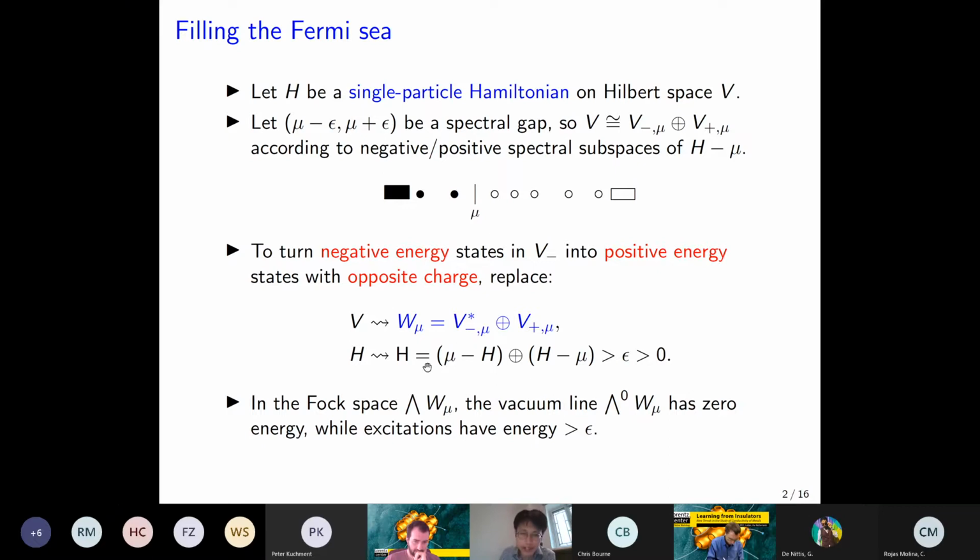After you've done this, then you can do everything functorially. You throw in the exterior power functor, and then you have the Fock space. And the vacuum line is, of course, just the zero exterior power. It's just a complex line. And that, by construction, has zero energy. And because of the spectral gap assumption, all the excitations have strictly positive energy. Okay, so this is a gapped ground state.